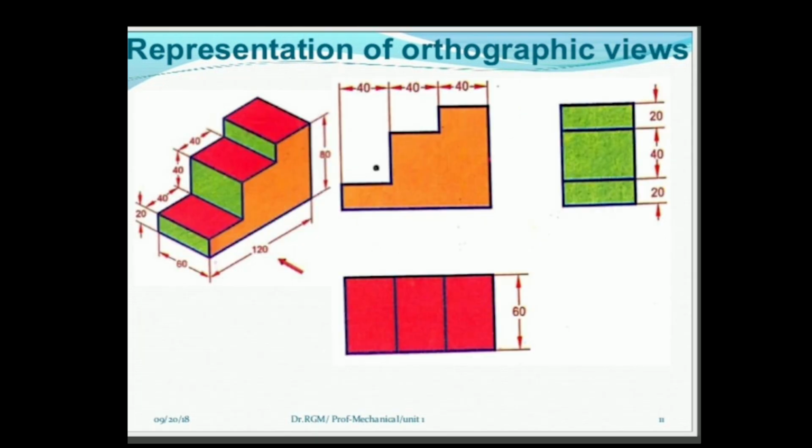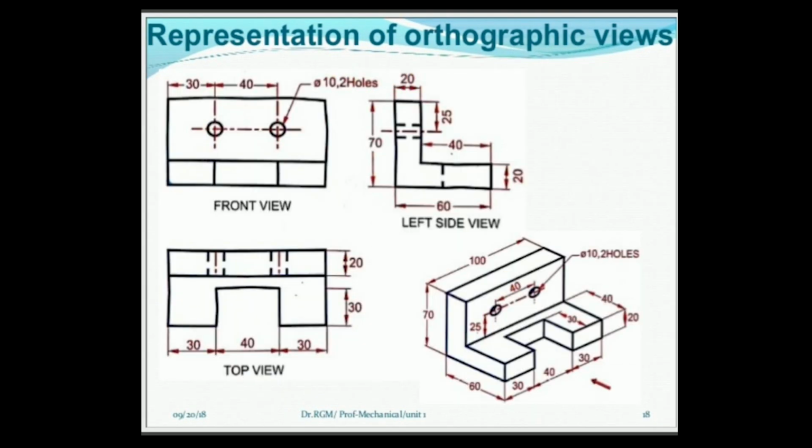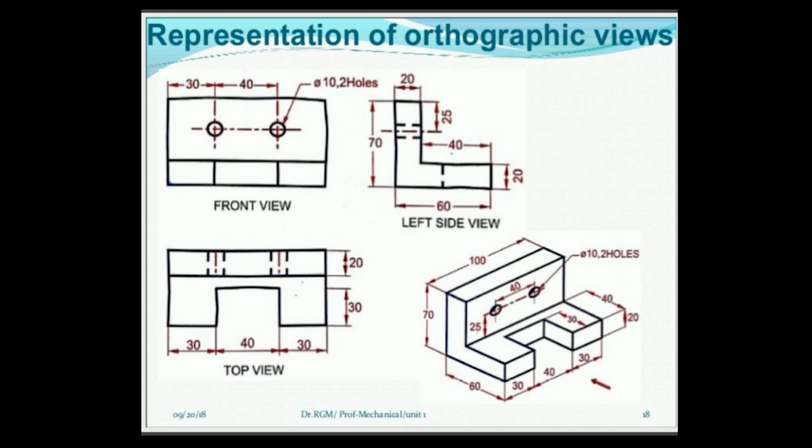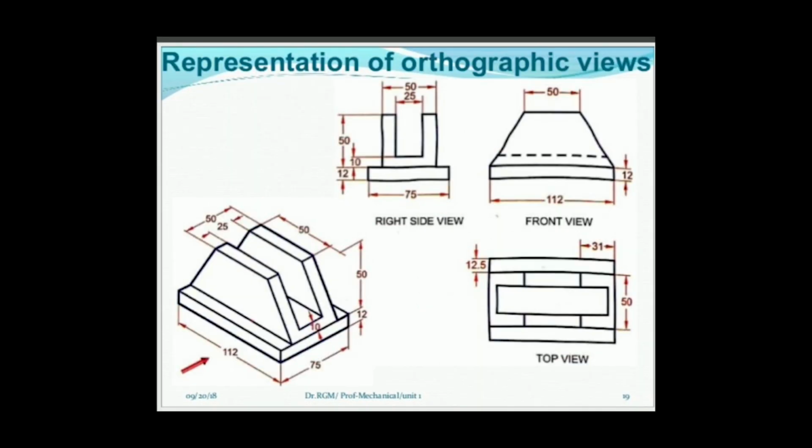In the second slide, the orange highlighted part is its top view, the green highlighted part is its left side view as the side is taken from the right side, and the red highlighted part is its top view. In that way only, the third and fourth slides have their own given front view, left side view, top view, etc.